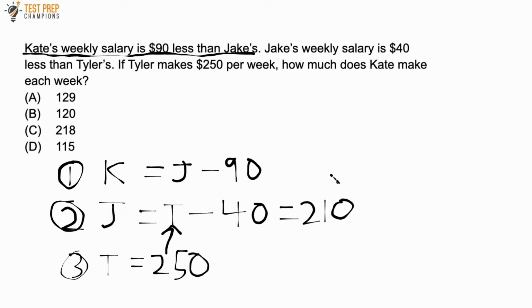So now what I can do is come back up here to the first equation, K equals J minus 90. And since I know that J equals 210, I can plug 210 in here for J. And when I'm done doing 210 minus 90, I'll see that the answer is 120. So the correct answer here is B, 120.